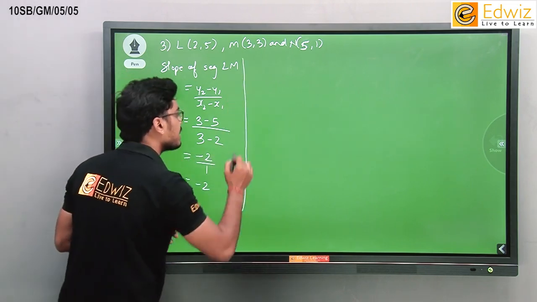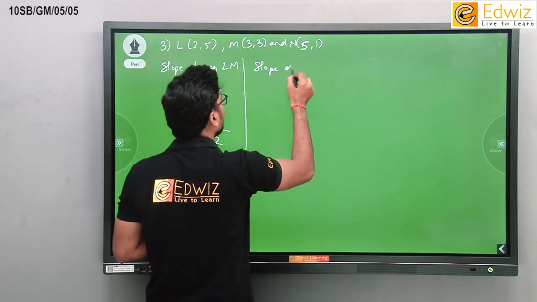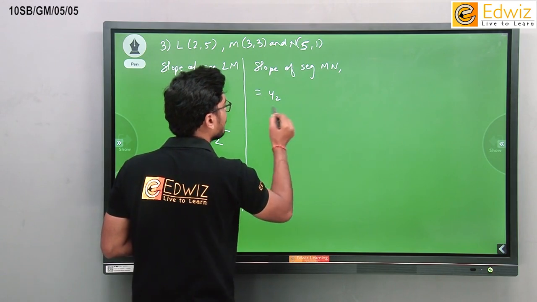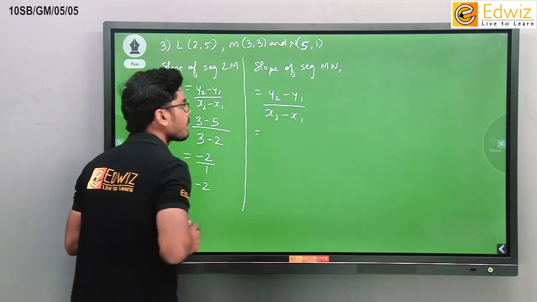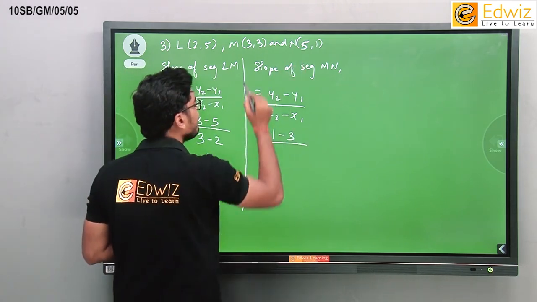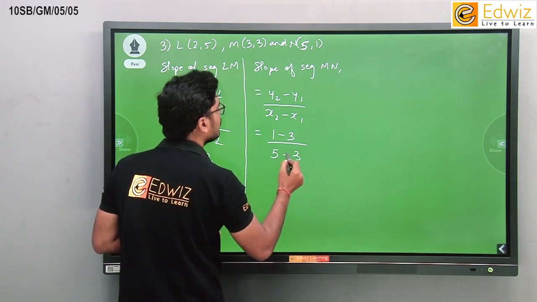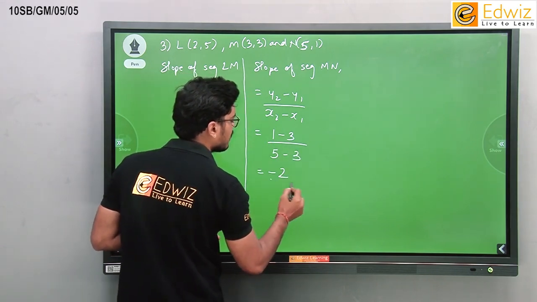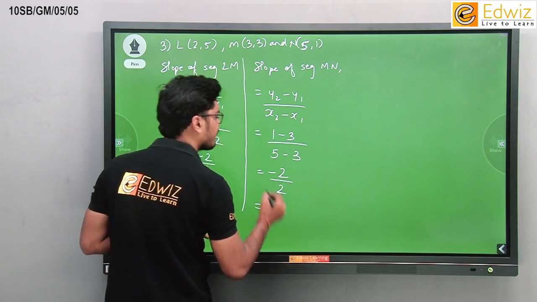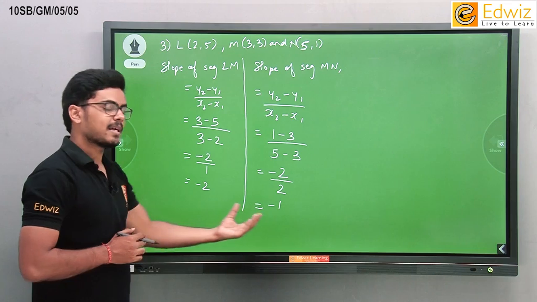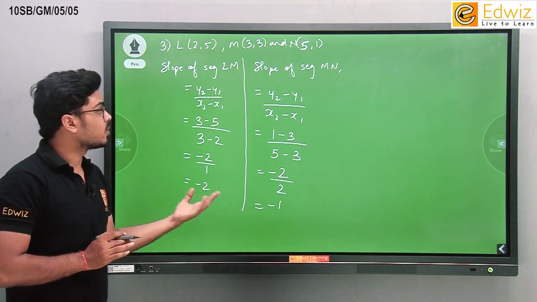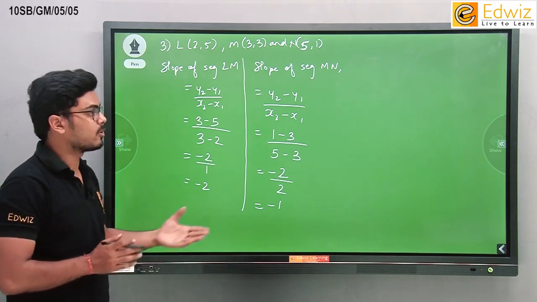Similarly, we will find slope of segment MN. This will be equal to y2 minus y1 upon x2 minus x1. So y2 here is 1 minus 3 divided by 5 minus 3. So 1 minus 3 is minus 2 and 5 minus 3 is plus 2. So here we are getting minus 1. That means the slopes are different. In this step itself, we can say that the points given to us in the question are not collinear because the slopes are different.